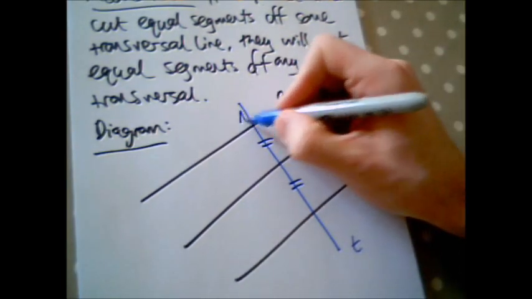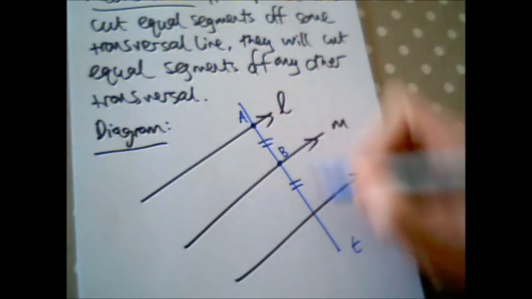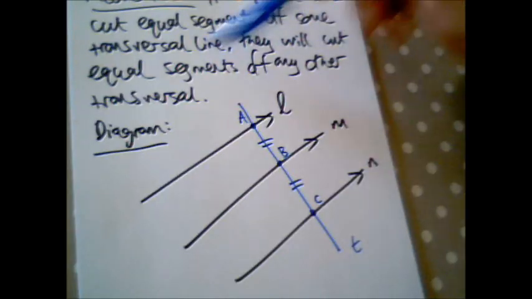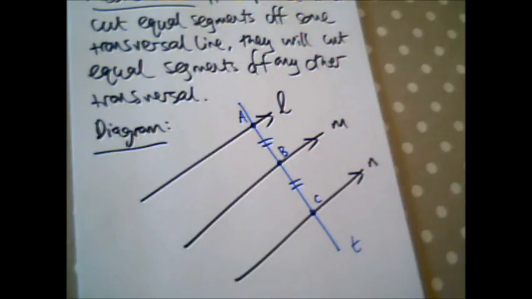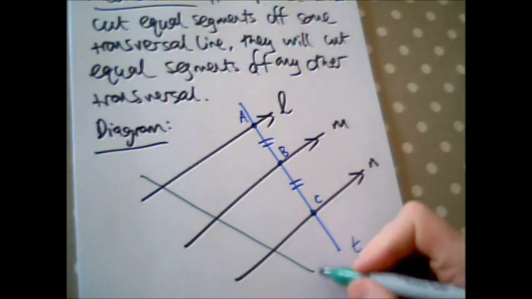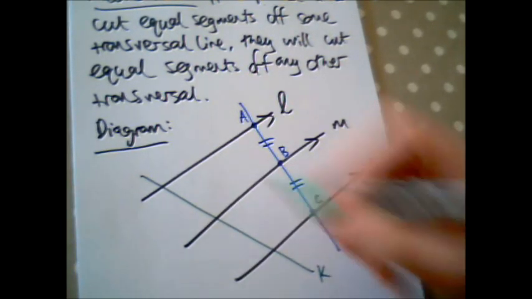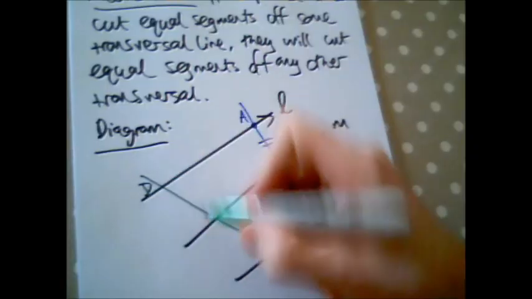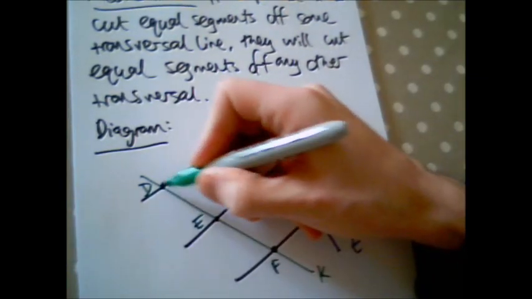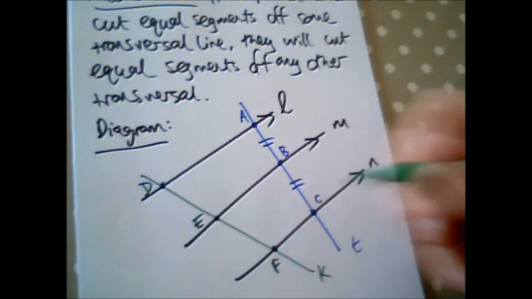So we'll label this point A, this point B and this point C. So AB is the same as BC. So they cut equal segments off some transversal. It says they'll cut equal segments off any other transversal, so we draw another transversal line. Over here we call this one K, and we want to show that if this is, we say, D, E and F, we want to show that DE is the same as EF. So that's the plan.